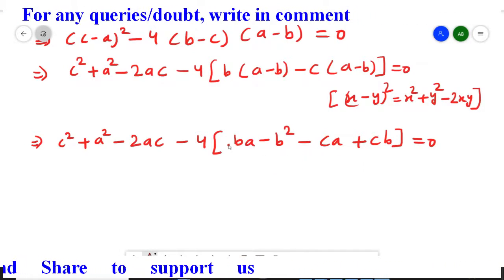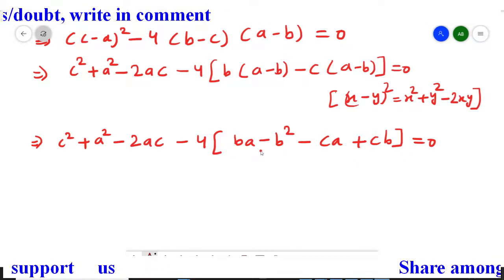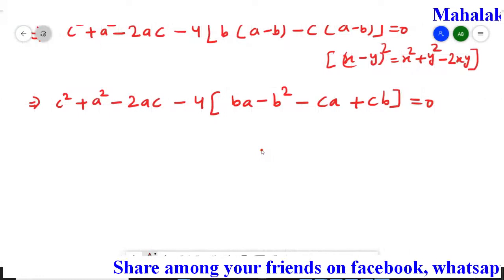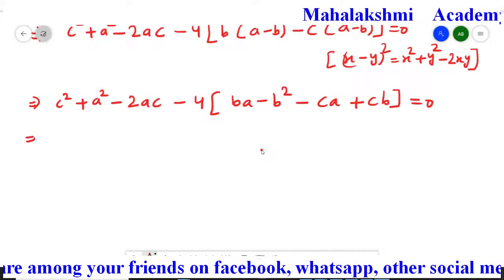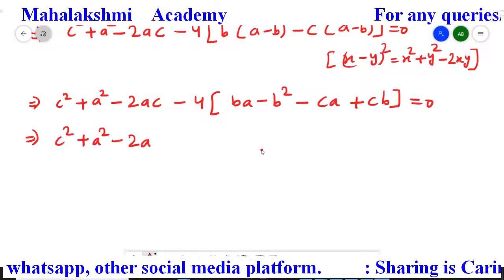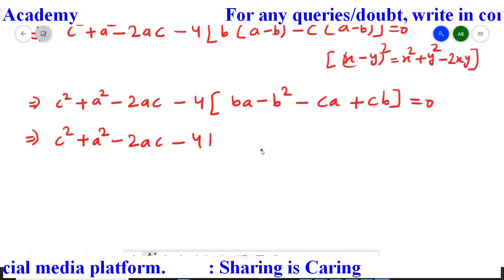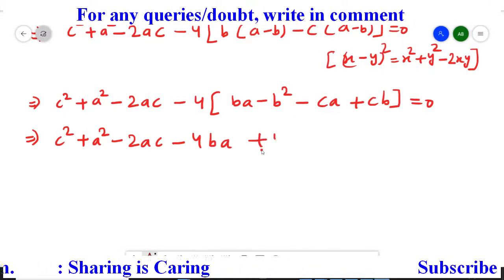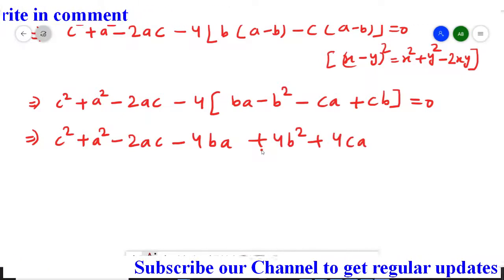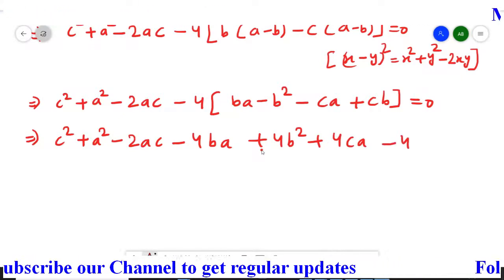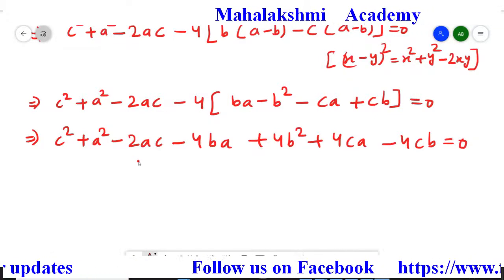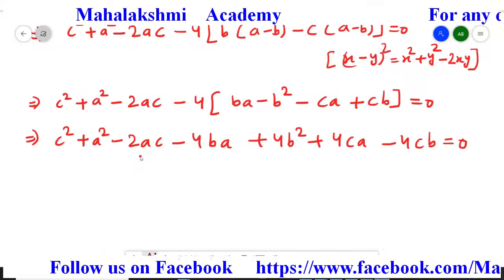That's why we are going to open this big bracket also by multiplying all these four terms by minus 4 one by one. So we are going to get in next step c square plus a square, then minus 2ac minus 4ba, then plus 4b square plus 4ca, and then minus 4cb equal to 0. Now after this we will see whether any like terms are there, then we have to simplify it.